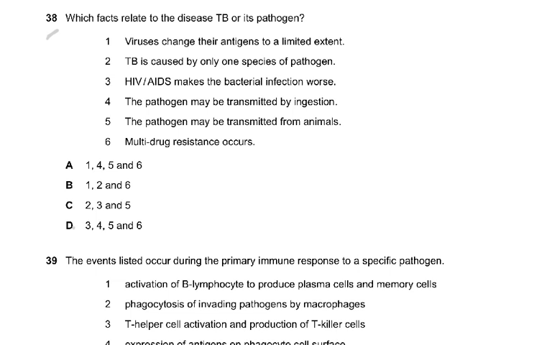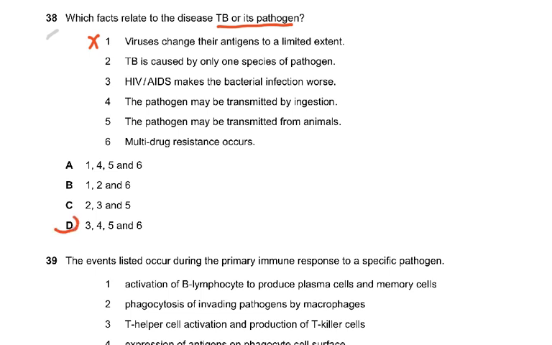Question number 38. Which facts relate to the disease TB or its pathogen? Viruses? No, sorry, TB is B for bacteria. It's not a virus, so I would cancel this out. TB is caused by two species of pathogen, Mycobacterium bovis and Mycobacterium tuberculosis. HIV/AIDS makes the bacterial infection worse. HIV lowers your immune system. The pathogens may be transmitted by ingestion. The pathogen may be transmitted from animals. Multi-drug resistance occurs. So now which facts refer to the disease TB or its pathogen?